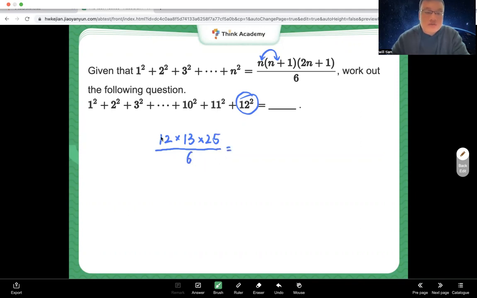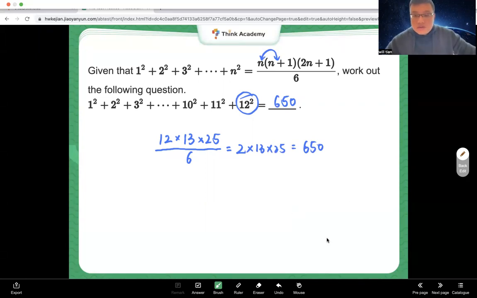Right? And then you divide it by 6. Actually, guys, you will find that 12 is divisible by 6. So you do 12 divided by 6 first. That will be 2. So you do 2 times 13 times 25. And we know that 2 times 25 is going to be 50. Then 13 times 50, that will be 650. Okay? That's it, guys. That's how you solve the question.